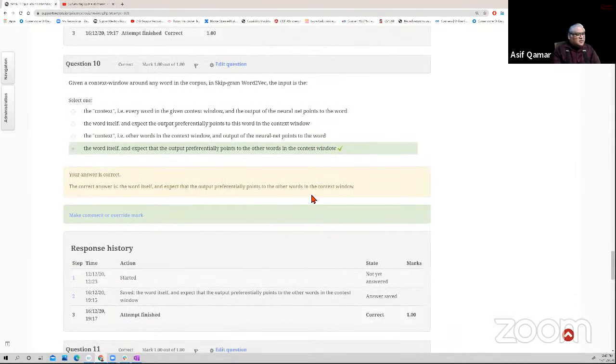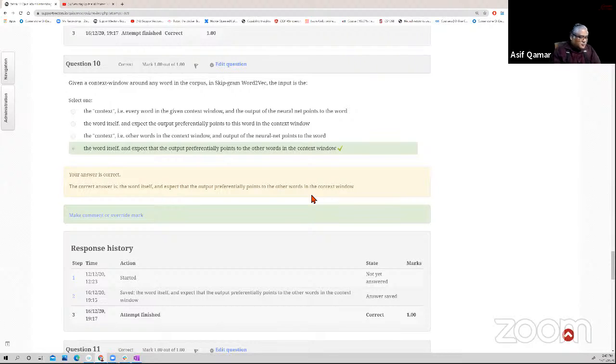Given a context window around any word in the corpus, in skipgram Word2Vec, the input is the word itself and it expects the output preferentially point to the other words in the context window. Or more colloquially speaking, when you give it a word, you expect that the softmax lights up the nodes around all the words that form the context of this word, all other words in the context window, right?